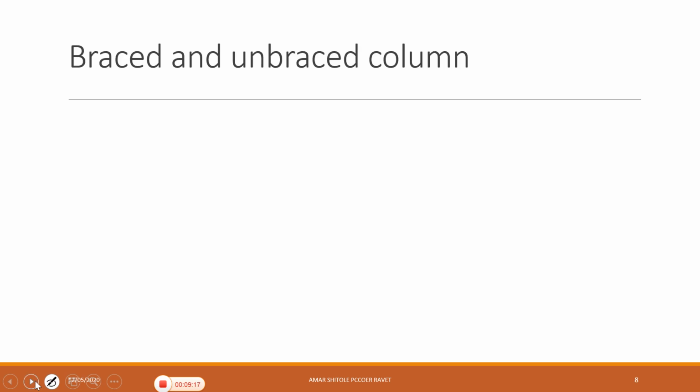Then, classification based upon the support condition of the column, we are going to categorize as braced and unbraced columns. Braced column means lateral supports are provided to take the lateral loads coming on the columns. This we can understand with the help of diagrams.